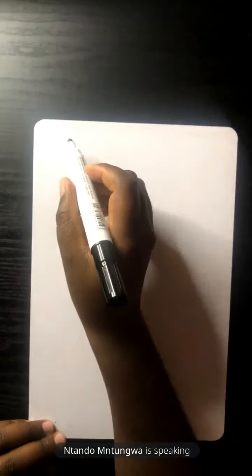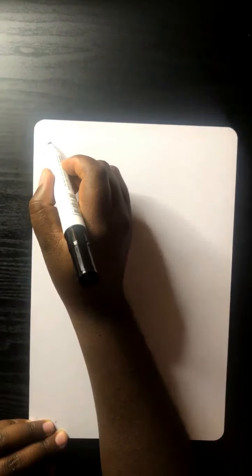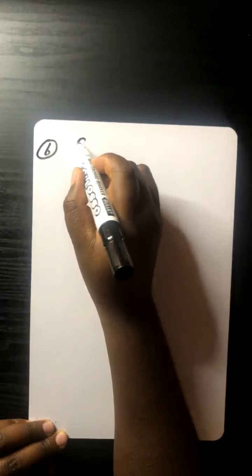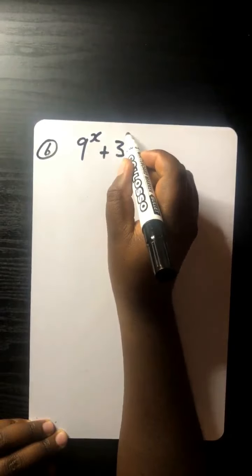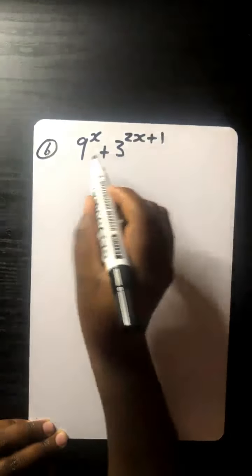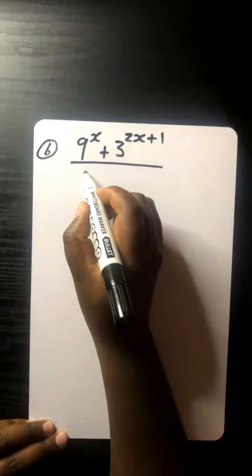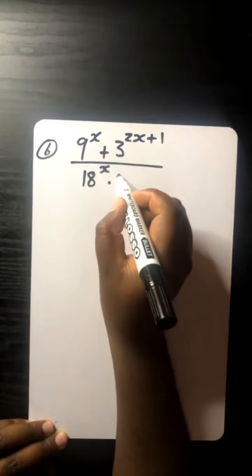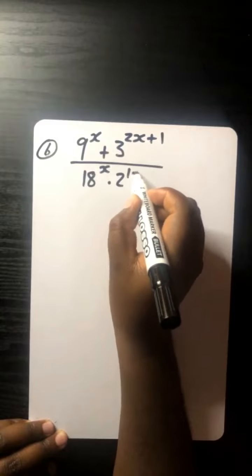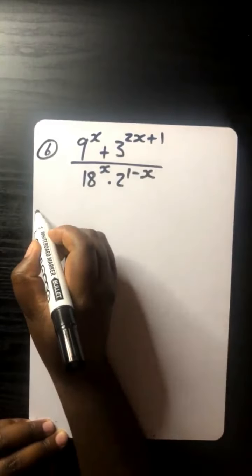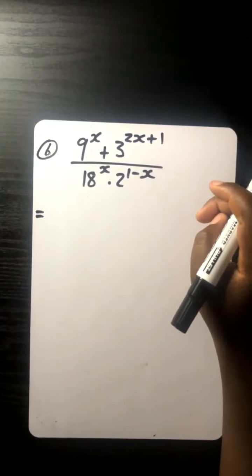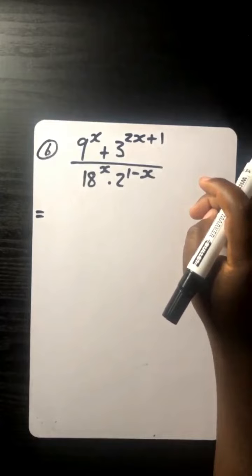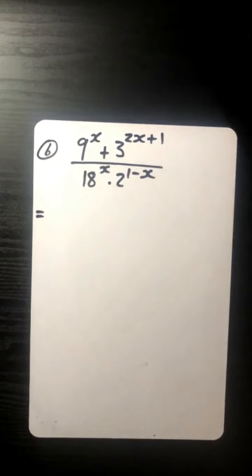Yes, sir. Okay, so let's move to number 6. We've got 9 to the exponent x plus 3 to the exponent 2x plus 1 divided by 18 to the exponent x. Then we've got 2 to the, guys, remember to always check when I copy if I'm copying correctly. In case everything makes sense and I've copied everything correctly, then we can freely continue.